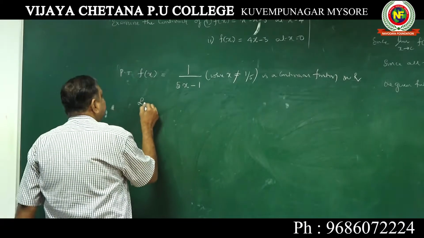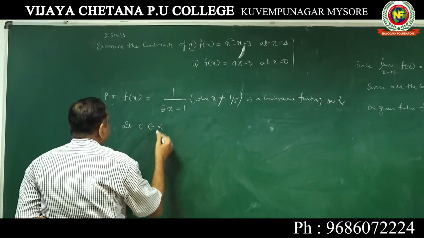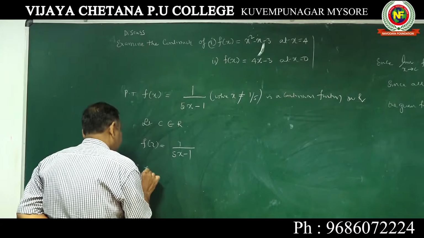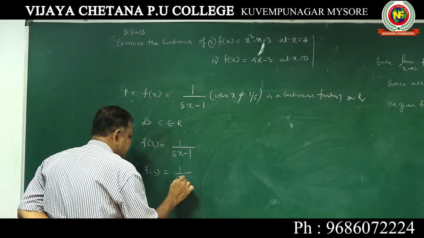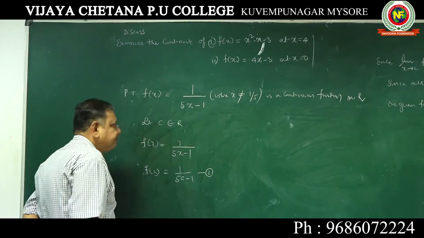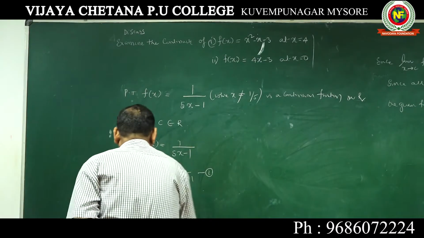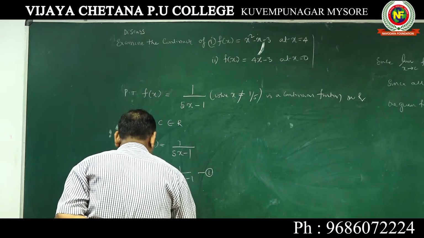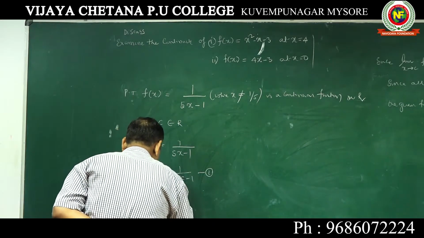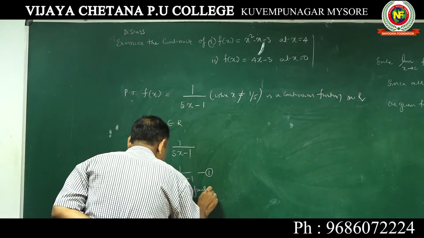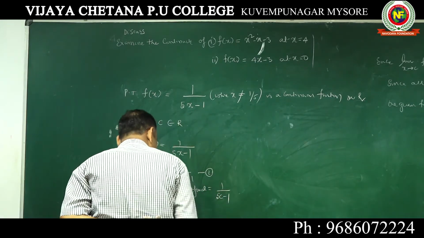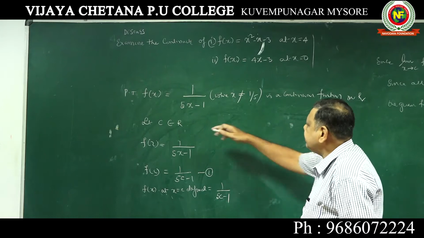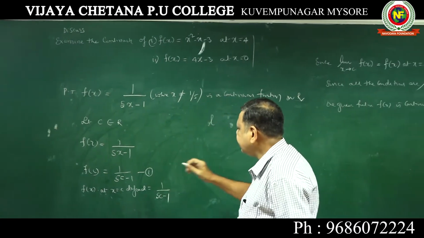Again, I told you, take C belonging to R. f of x is 1 over 5x minus 1, so f of C is 1 over 5c minus 1, equation 1. f of x at x equal to C is defined and it is 1 over 5c minus 1. Now the first condition is satisfied. Second condition, this limit should exist.